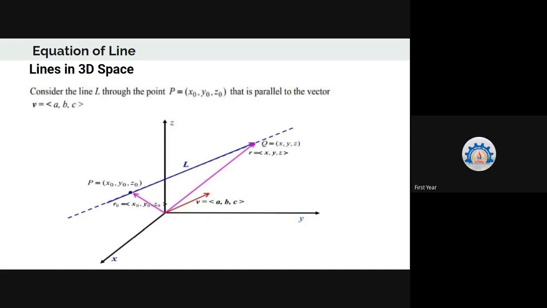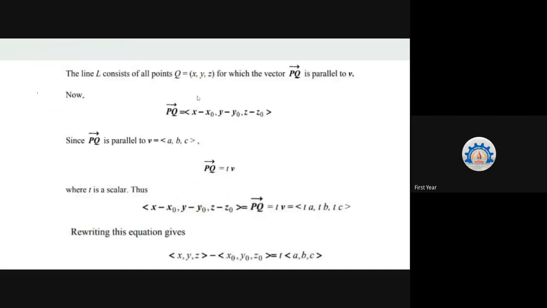Neeraj is going to explain ahead. So if you know this, what will be the equation of the x-axis? The line x-axis.